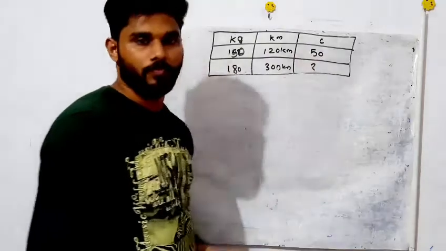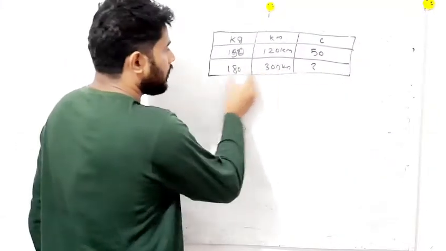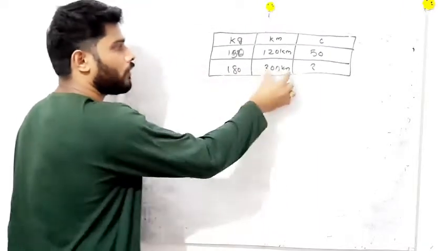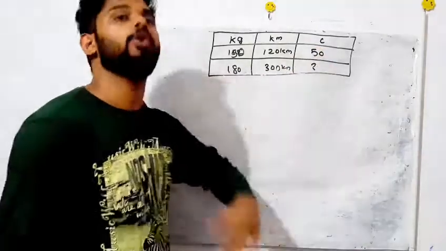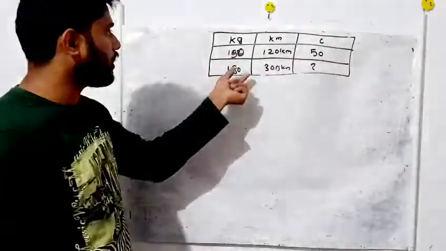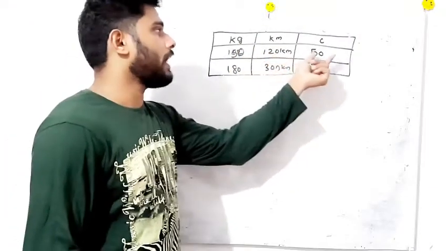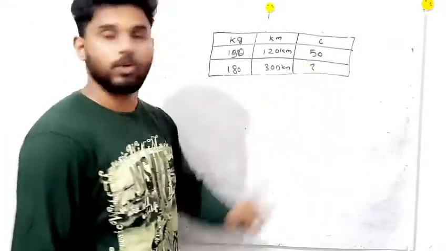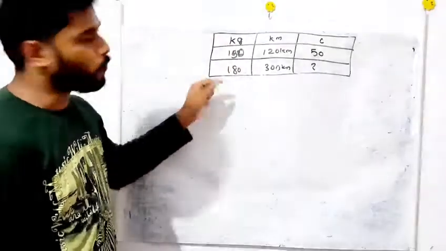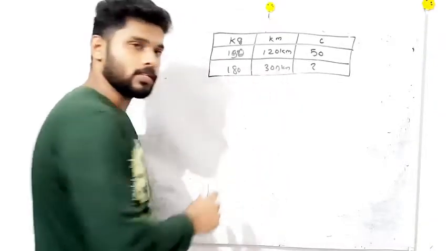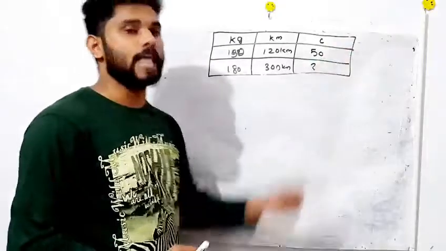So 150 kilo, they are transporting 150 kilo and covering 120 kilometer. The cost is 50. At the same time, 180 kilo, so it is increased. Then kilometers 300, they have to cover 300 kilometers. Then obviously the cost also will increase. Here the kilo also increased, the kilometers also increased, so the cost also will increase. So we understood this is direct proportion.